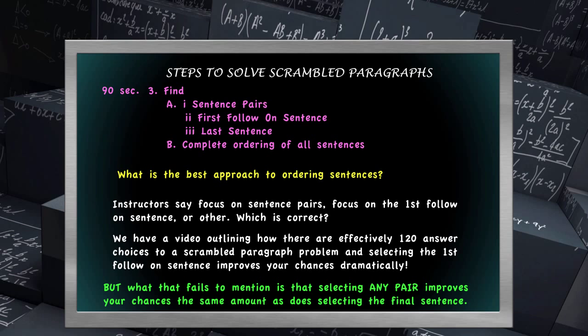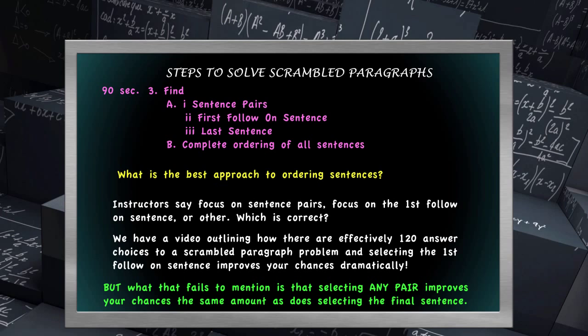And if you haven't seen it, we even put together a video showing how finding the first follow-on sentence improves your chances 5-fold for scrambled paragraphs, which by themselves have 120 different answer choices from the beginning. But what that fails to mention is that also selecting any pair reduces your choices down to 4 choices and also improves your chances 5-fold. And by the same token, actually finding the final sentence first, if that's obvious, improves your chances 5 times.